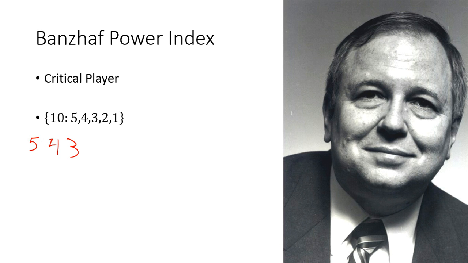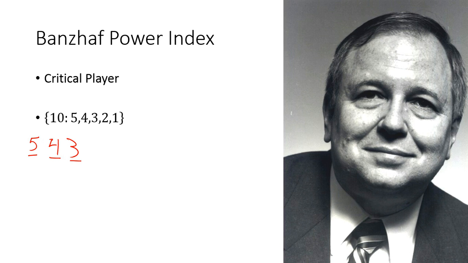So the critical players in this one would be all of them, because if we remove 3, this 5 and 4 is losing. If we remove 4, 3 and 5 are losing. And if we remove 5, 4 and 3 are losing. Okay. So because if we remove any of these, they become a losing coalition, every single person is a critical player.